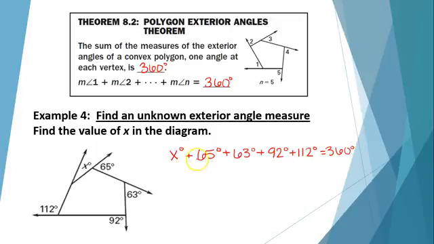Now let's add up everything. We have x plus 332 equals 360. Now we just need to subtract both sides by the 332, and we get 28. And that there is our x value that was unknown.